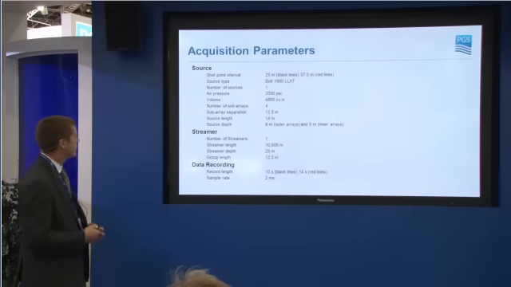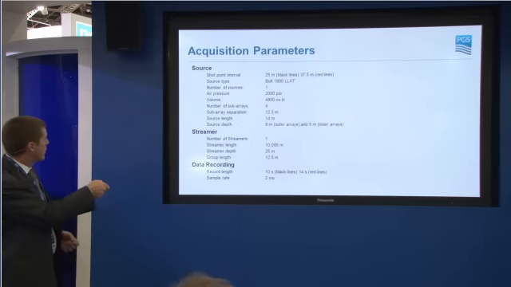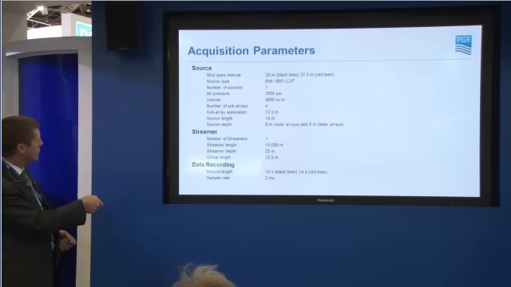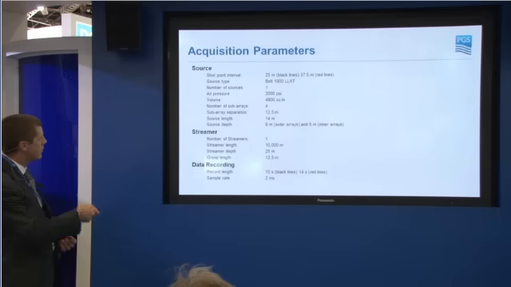Here are the details of the acquisition parameters. So the source interval was either 25 or 37.5 meters, and it was a GeoSource, generated at 9 and 5 meter depths.